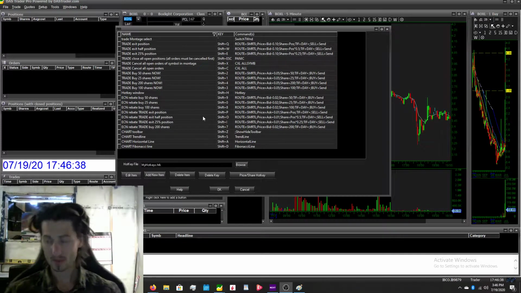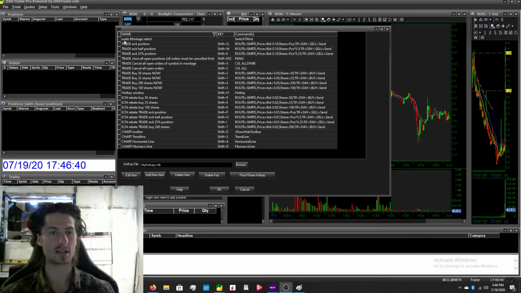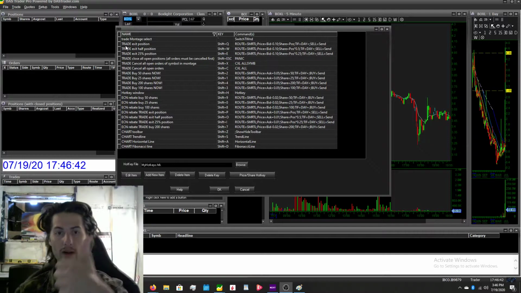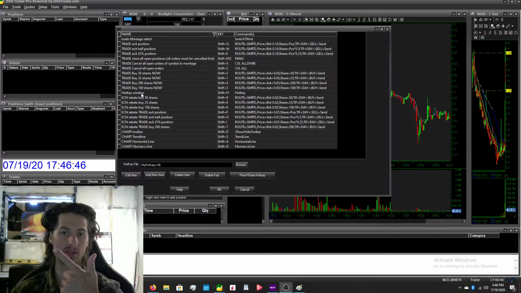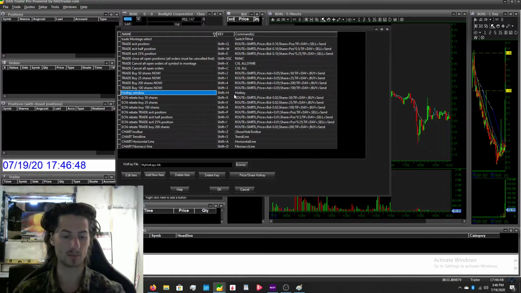So the way I've divided up my hotkeys here is I have hotkeys for trading, hotkeys for charts, and then a few other random ones. For example, the hotkey window, which is simply just Shift H, H for hotkey.